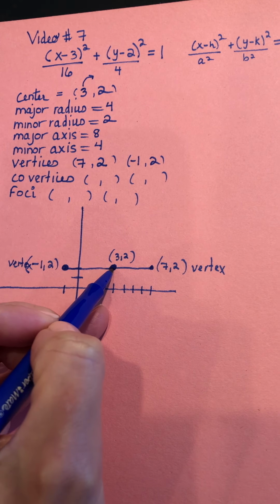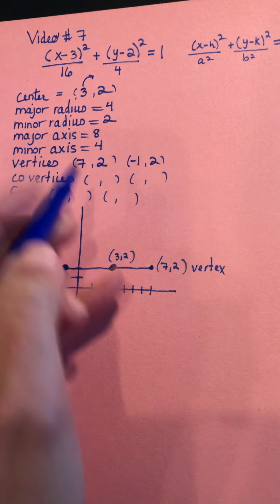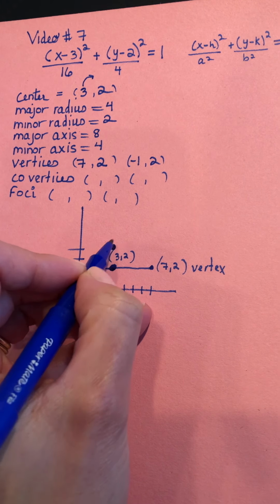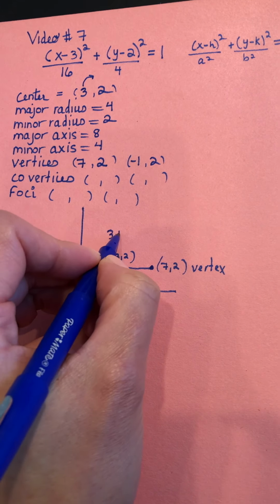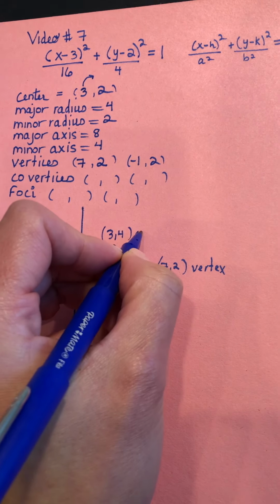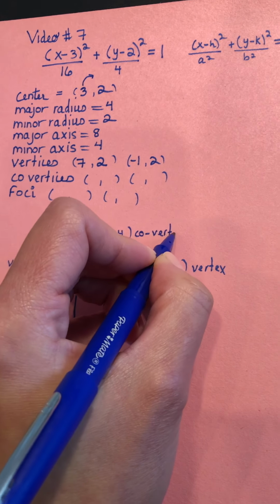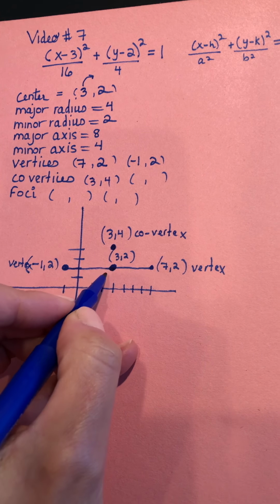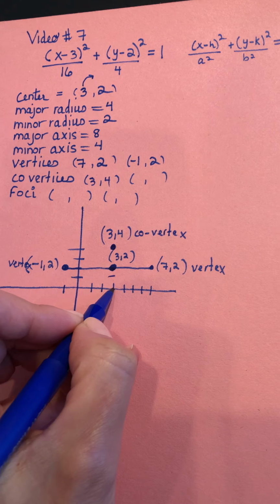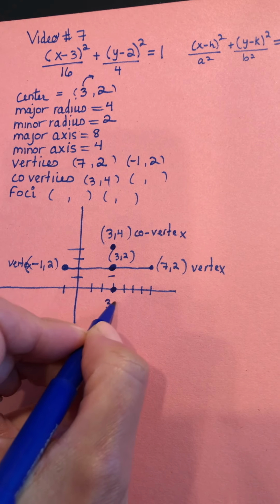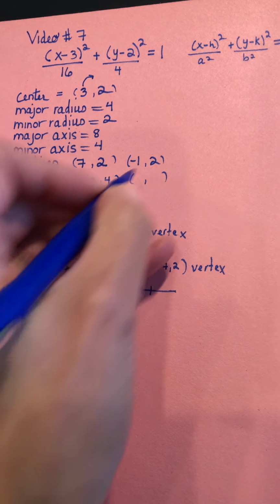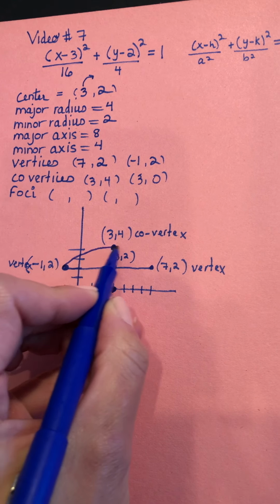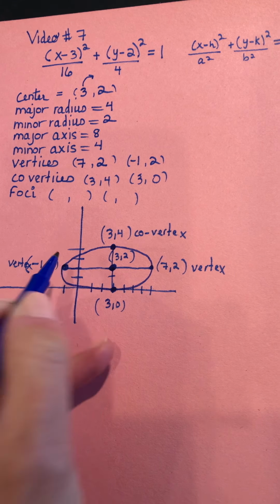All right, now the co-vertices are along the minor axis. From the center point, I have to go up 2. So 1, 2. So this point here is at 3, 4. That is a co-vertex. Okay, 3, 4. And to get the other co-vertex, I'm going to go down 2 units, 1, 2, and that's going to be at the point 3, 0. Okay, so hopefully that makes sense. I'm just going to connect the dots. This is a horizontal ellipse.